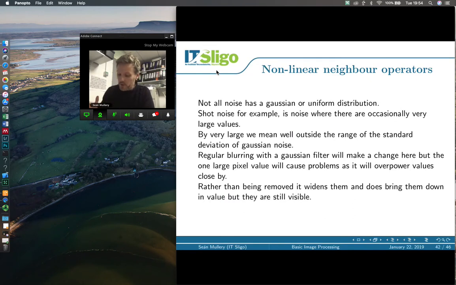Not all noise has a Gaussian or a uniform distribution. Noise that occurs in an image that we might be trying to get rid of doesn't all form a nice Gaussian distribution. Shot noise, for example, is noise where there are occasionally very large values all of a sudden out of nowhere. By very large, we mean well outside the range of a standard deviation of what we would expect from the kind of Gaussian noise that might be in the electronics. Regular blurring with a Gaussian filter will make a change here, but one large pixel value that's way out will cause problems and overpower all of those close by.